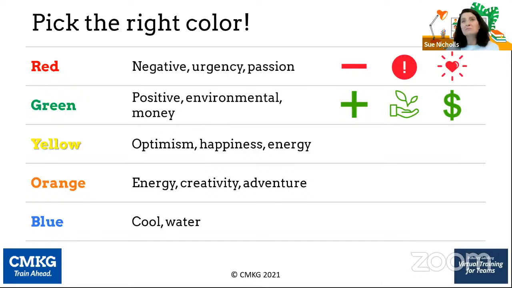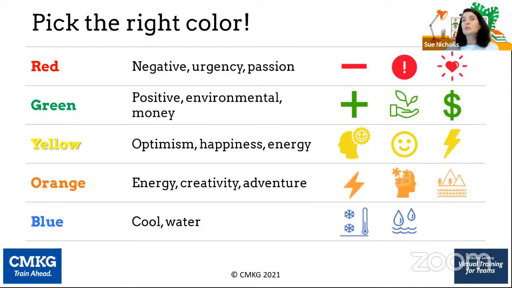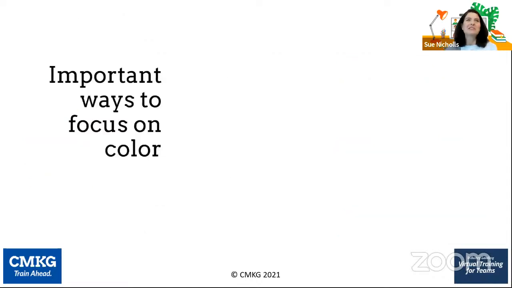So red typically depicts negative, urgency, and passion. Green is positive, money, environmental. Yellow, optimism, happiness, and energy. Orange, energy, creative, and adventure. And blue is cool and water. Some of these are more prominent than others. Red and green are obviously really big indicators. So if you're showing a positive number and you don't make it green, you make it purple, that's kind of weird. So sometimes we have to stick to some of the norms associated with picking that color instead of trying to be creative and make them different colors.